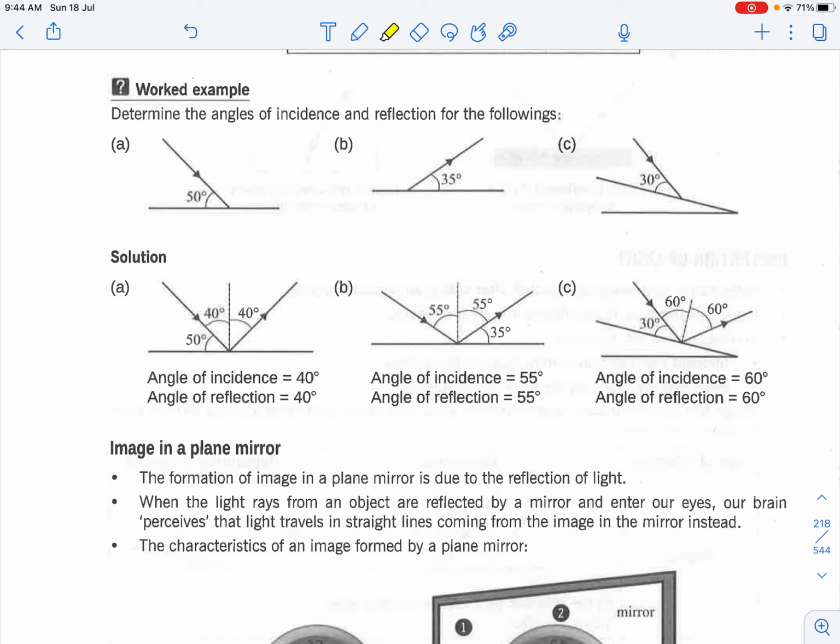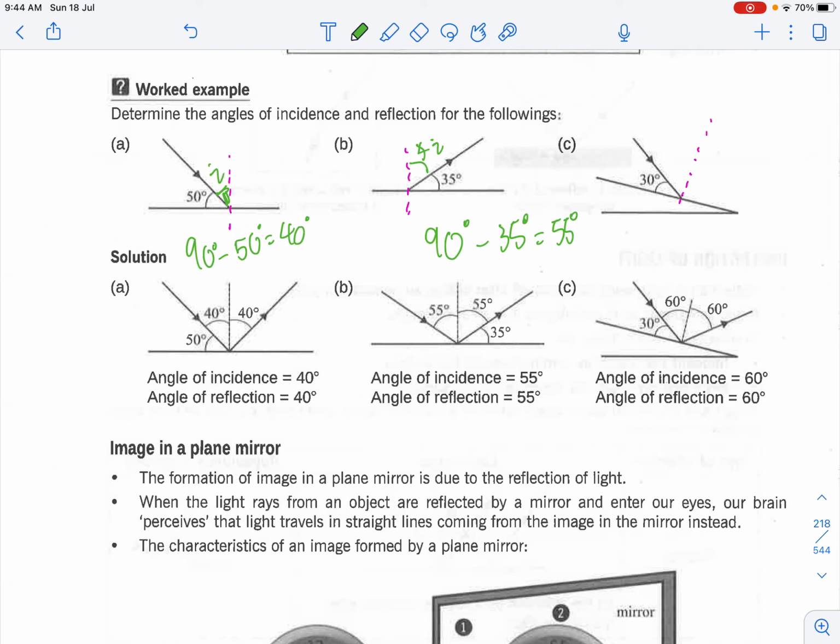So when we look at this kind of example, how to determine the angle of incidence is that you always draw the normal. Why is the normal dotted as compared to a solid line? It is because this is actually an imaginary line. So what we can see is that the angle here is just 90 minus 50. The other one is 90 degrees minus 35 degrees. Get 55 degrees. This is the angle of incidence.